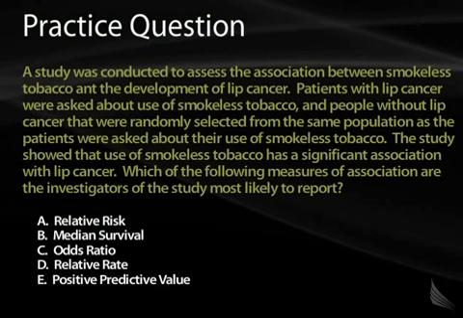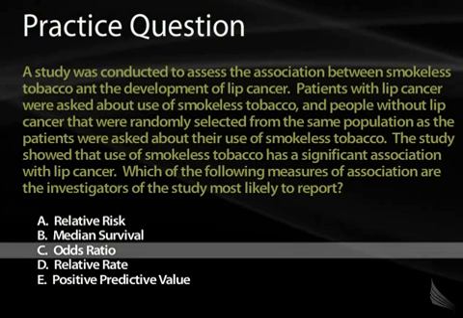So the important fact that you need to answer this question is what type of study is being described. Here we are beginning with the disease process, that is lip cancer, and we're looking back for risk factors, that is the use of smokeless tobacco. In this type of study, we expect to get an odds ratio because this is a case control study. So the output we would expect would be odds ratio, and for that reason the correct answer is C.